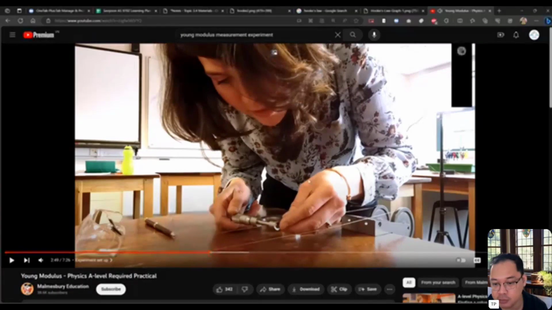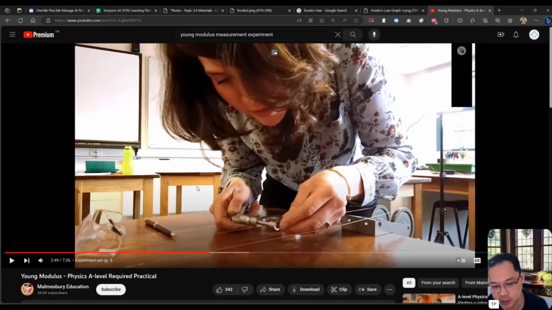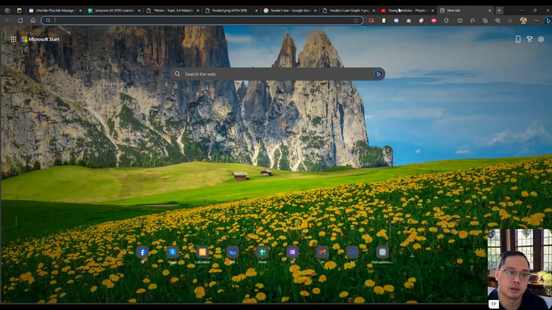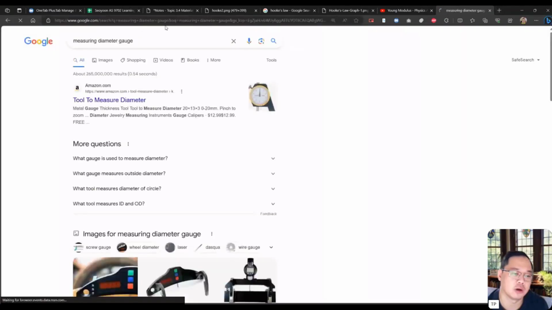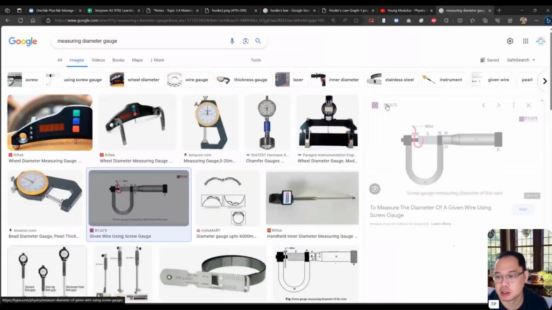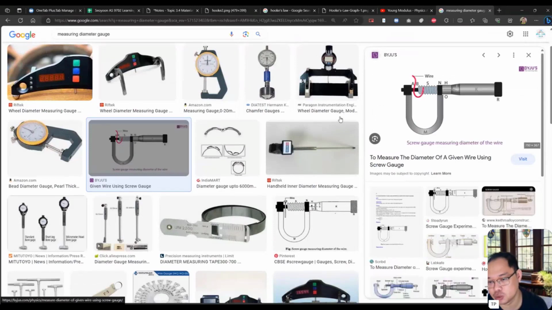So we see a metal wire, and she is measuring the diameter of this metal wire using a gauge. What's it called? I forgot the English word for that. Caliper, something like that. Okay, it's called a screw gauge.